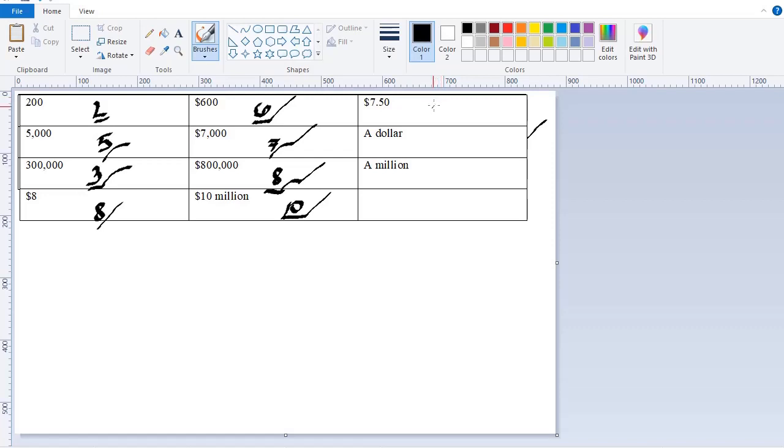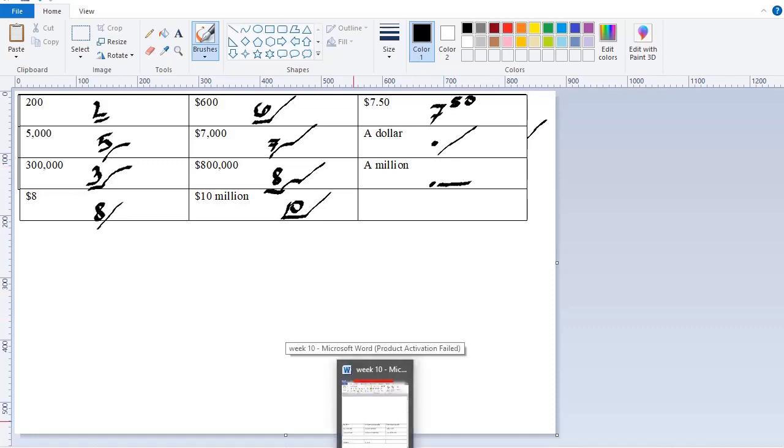$7.50. So this is how you stroke it. You're going to make it like this. 7 and then 50 sa taas. So this means that it is $7.50. Okay? Next, a dollar. So you have the period for a and then D for dollar. A million, you have the period for a and then you add the M. Okay, so that is how you do it. I hope I was able to show you how, and I hope you were able to understand it also.